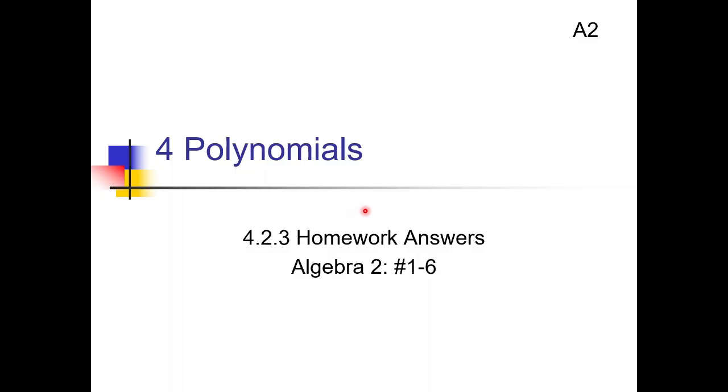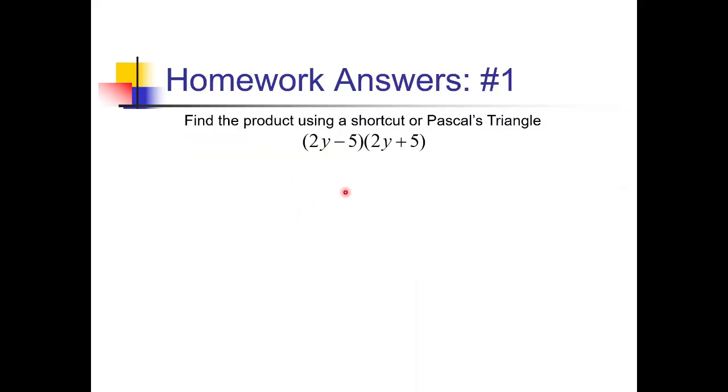Pascal's triangle. For this first problem, since we have basically the same numbers with opposite signs, conjugates as it were, this is one of those a plus b, a minus b situations, so we're going to use the shortcut formula a squared minus b squared, which basically just means we're going to square both the terms in these parentheses and stick a minus between them. So 2y, if I square that, I'm going to get 4y squared. 5 squared is 25, so this is 4y squared minus 25.